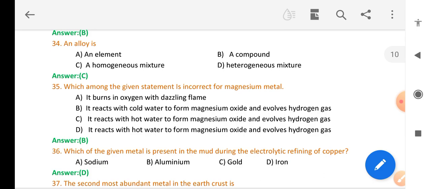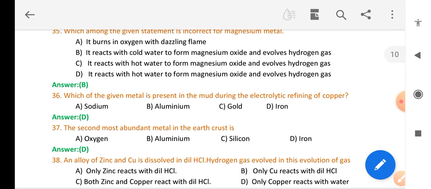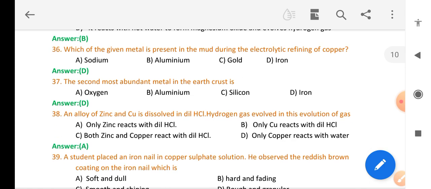Which among the given statements is incorrect for the magnesium metal? That is B. It reacts with cold water to form magnesium oxide and evolves hydrogen gas. Which of the given metals is found in the mud during the electrolytic refining of copper? That is D. Iron is the correct answer.